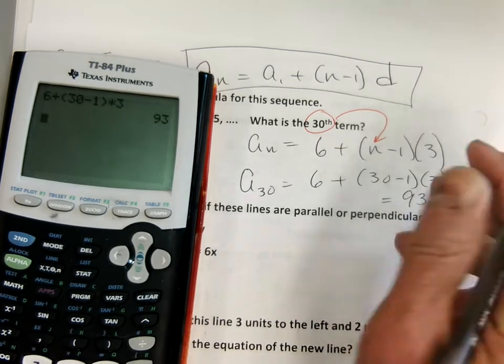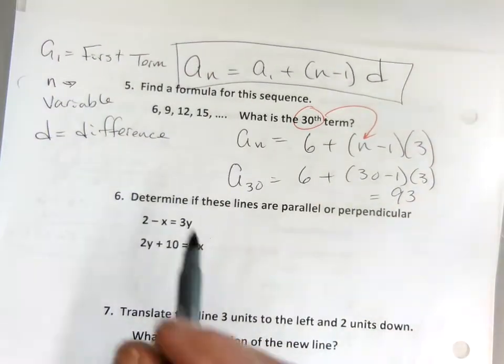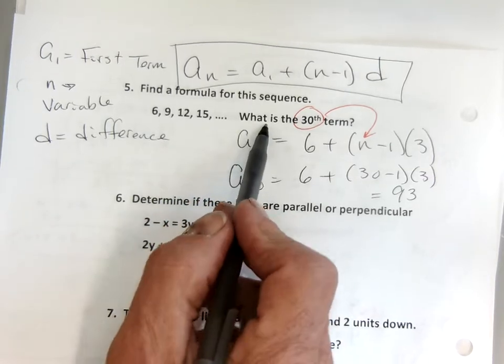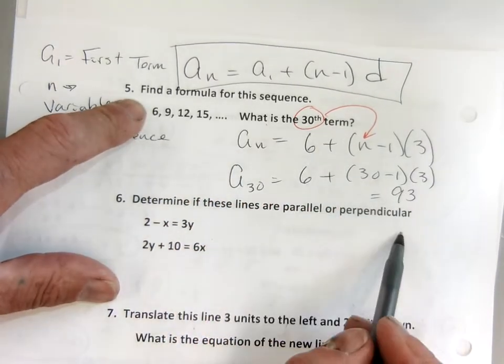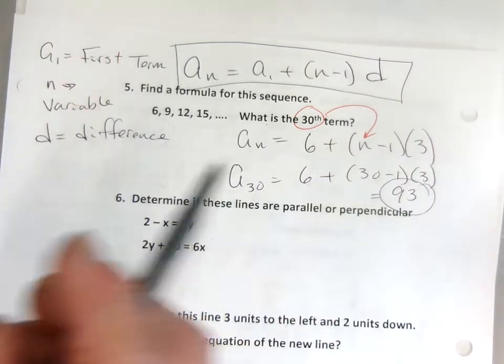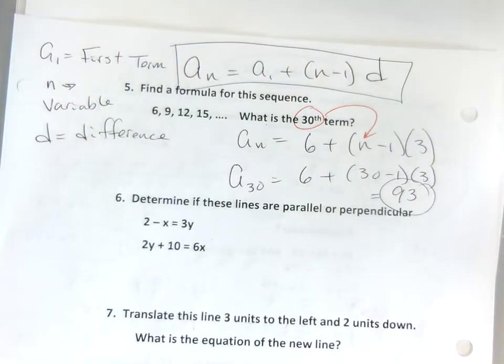So if you were to count up, keep going plus 3 plus 3 plus 3 plus 3 plus 3, when you finally get to the 30th number, it would be 93. Thumbs up on that. Pretty easy. This gives you one less homework assignment. That's pretty cool, isn't it?